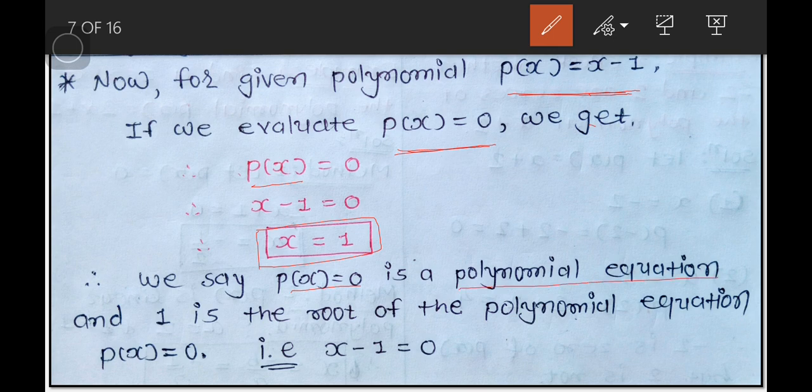Here p of x is equal to 0 is a polynomial equation, and 1 is the root of the polynomial equation p of x is equal to 0, as here we have taken x minus 1 is equal to 0. So if a polynomial is given in equation form, then any value of x that satisfies it is called a root of the polynomial equation. So it was about the root of a polynomial equation.